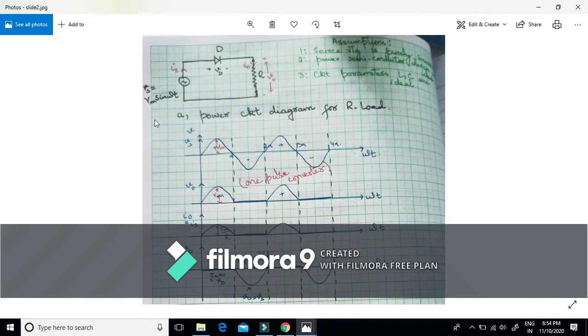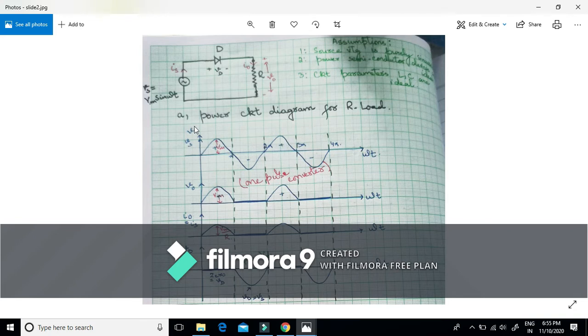Since at the input side we are applying a sinusoidal voltage represented by Vs is equal to Vm sine of omega t, this is a sinusoidal waveform and the voltage is varying with respect to omega t. We have peaks at omega t is equal to 90 and 270 degrees, where 0, pi and 2 pi are at 0. This cycle goes on repeating. This is the first cycle and this is the second cycle.